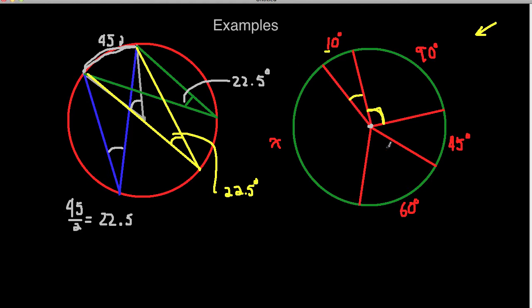Well, I know that the sum of all these angles must be 360 degrees. So here I have 10 plus 90, which is 100. 100 plus 60 is 160 degrees. And 160 plus 45 degrees is 205 degrees. So this whole angle all the way around here measures 205 degrees.